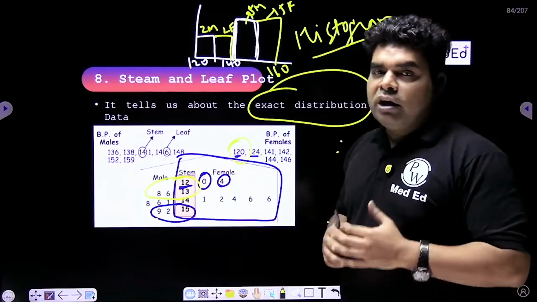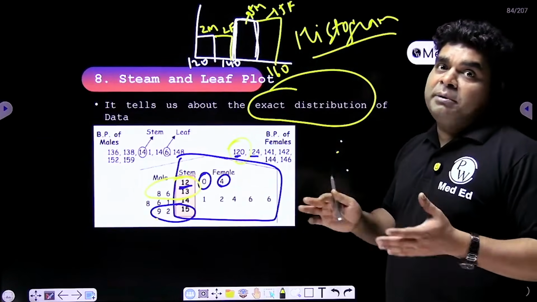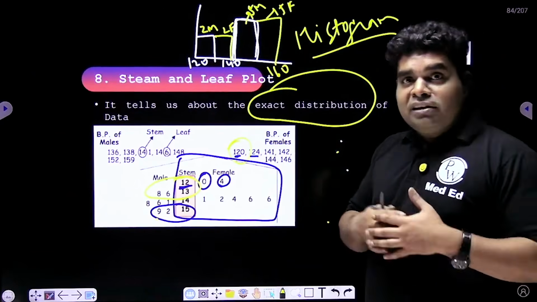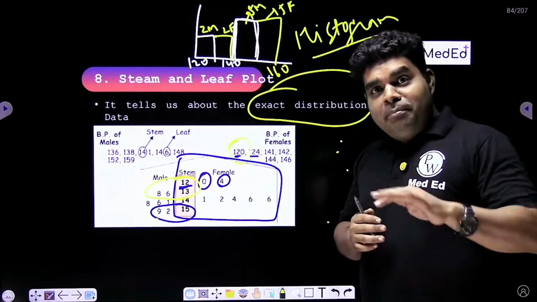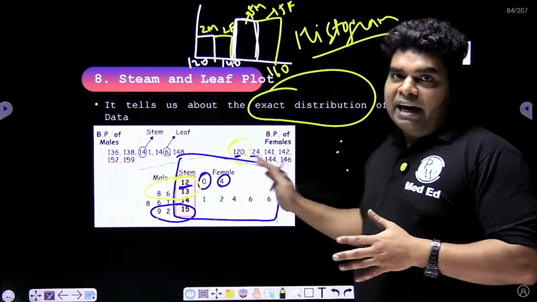Of course, when the data is small, it doesn't look so useful. But I cannot take this big data, because to arrange the leaves of 100 people, my leaves would have been used up. So I took some small data to explain how it tells the exact distribution.